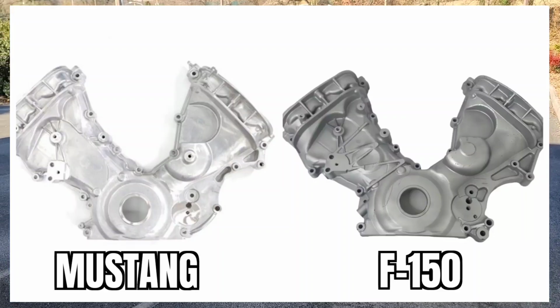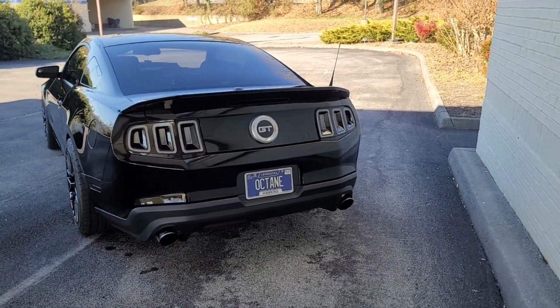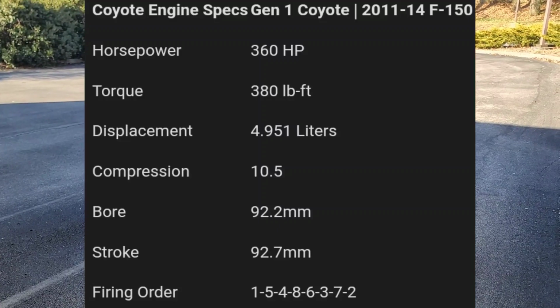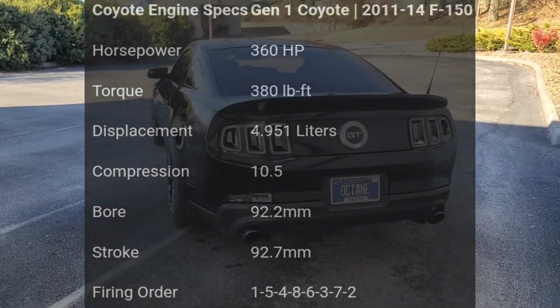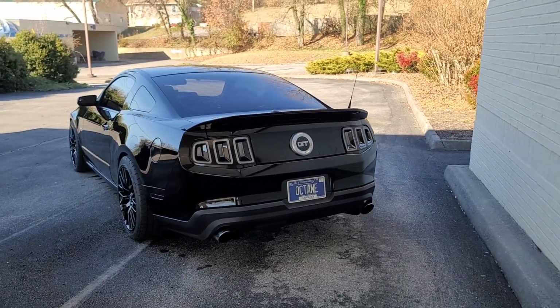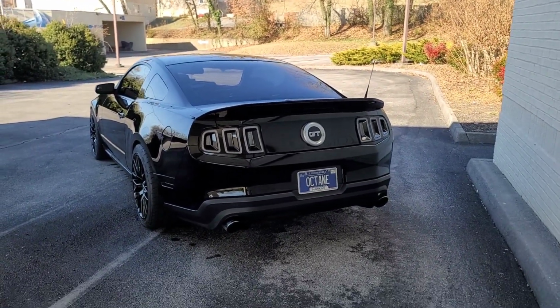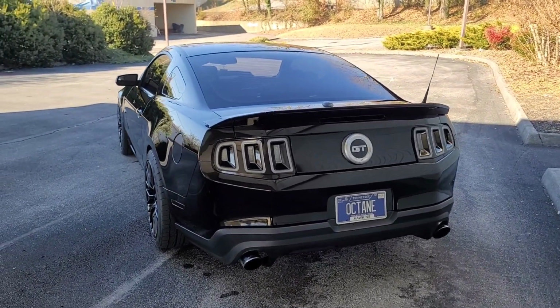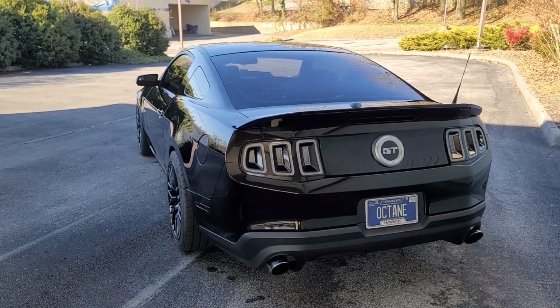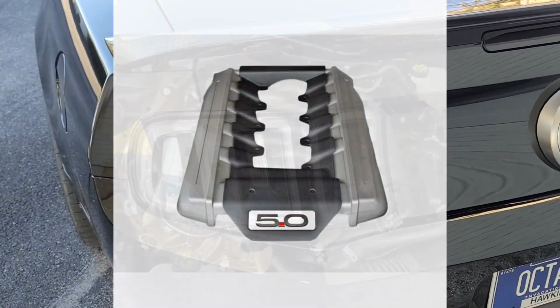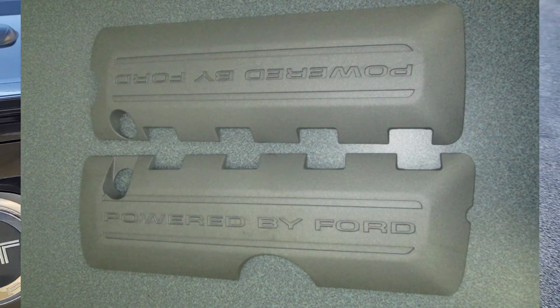The Gen 1 truck engine is the only truck engine that shares the same exact firing order as the Mustang's Coyote. Like the 11 and 12 Mustang engines, the truck counterparts also had oil squirters. The connecting rods, heads, crankshaft, and block are the exact same as the Mustang's. Cosmetically, the truck engines didn't come with the intake manifold cover and the gray Powered by Ford coil covers like the Mustang did.